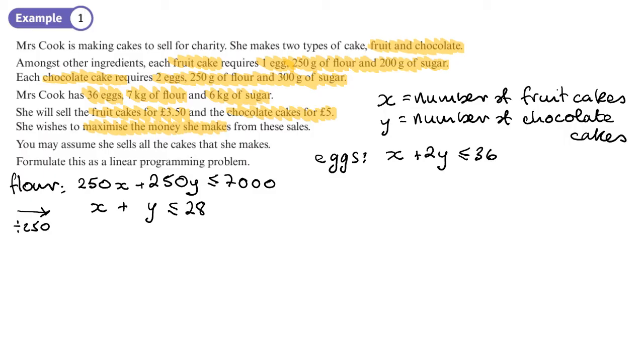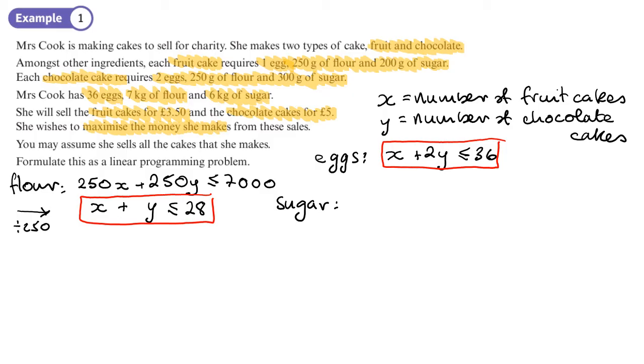So it might be worth just putting these in boxes so we don't lose them as we go along. Right, now we'll move on to the next ingredient here, which is the sugar. So for the fruit cakes, each fruit cake requires 200 grams of sugar, so 200 grams for each fruit cake, and the chocolate cake requires 300 grams of sugar, so 300 grams of sugar for each chocolate cake.